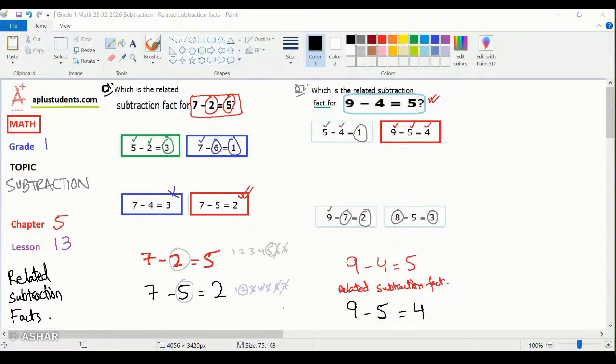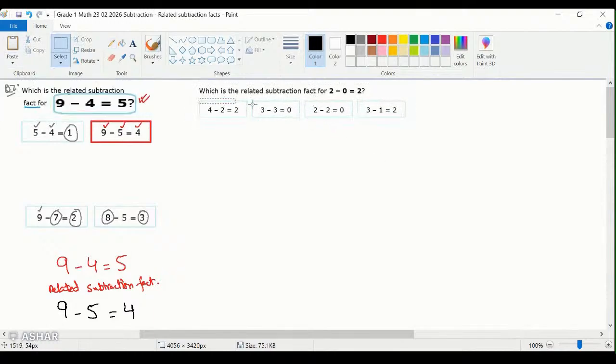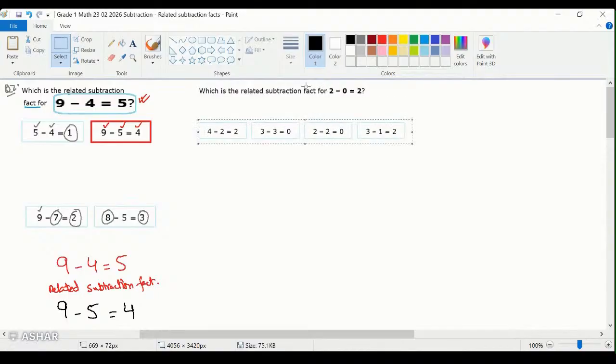For the next question, it says, just a moment, please. Okay. I'm trying to copy this. Which is the related subtraction fact? For the next question, it says, if the question says we need to subtract this, let's resize. Let this be question number 3.